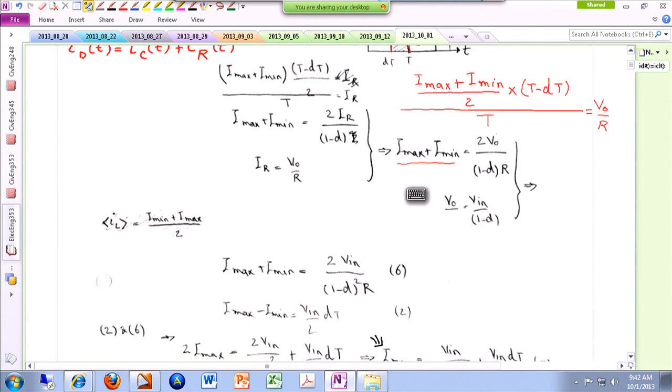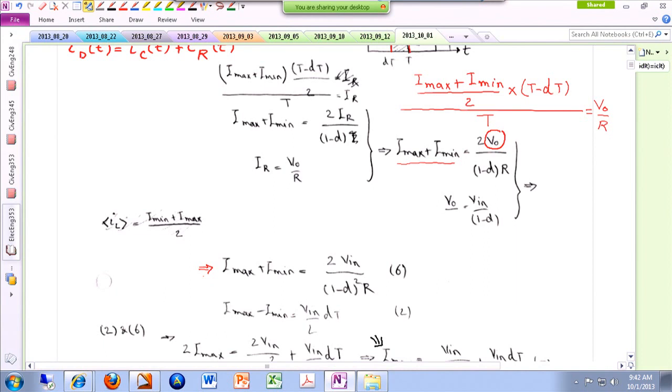In order to get rid of this expression for the output voltage, I am writing it in terms of the input voltage. Remember, in the boost converter, V out over V in is 1 over 1 minus D. So whenever I want to get rid of V out, I can replace it with V in over 1 minus D. And that's what I've done over here. So you end up having an expression like this: I max plus I min equals twice the input voltage over 1 minus duty cycle squared over R. And I've labeled this equation number 6.